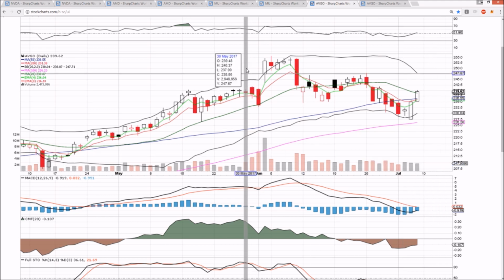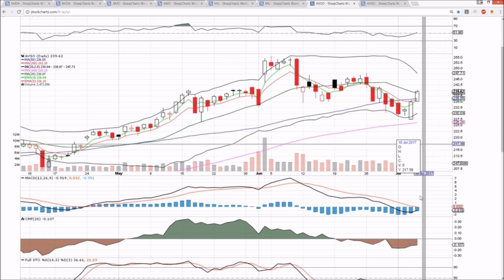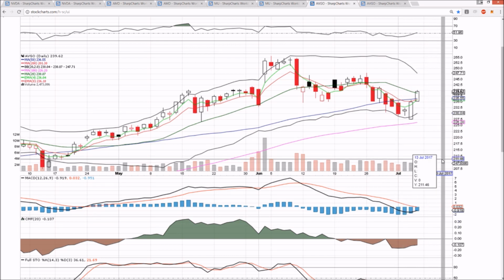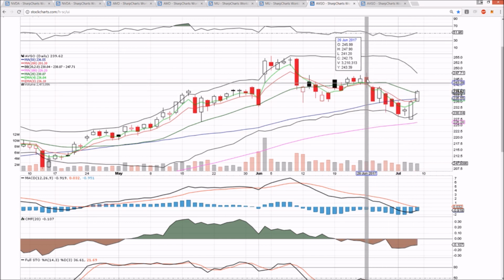AVGO also seeing a lower high and a lower low since we began consolidating, so a bit of a different setup here as well. It is weaker with MU on the daily. Very strong end of the week with 2 big bullish days in a row and a strong close on Friday. Resistance is 241.99 and 247.90.